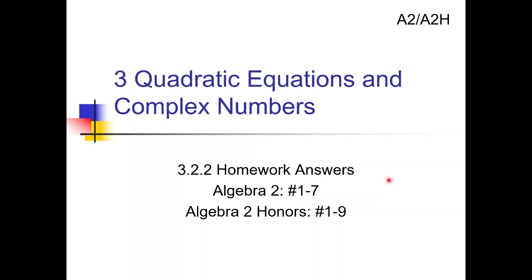Hello, Mr. Sutton here, bringing you the Algebra 2 3-2 Part 2 homework solutions on complex numbers. In this one we are adding, subtracting, and multiplying complex numbers with a little bit of electrical circuitry impedance thrown in for you honors folks.